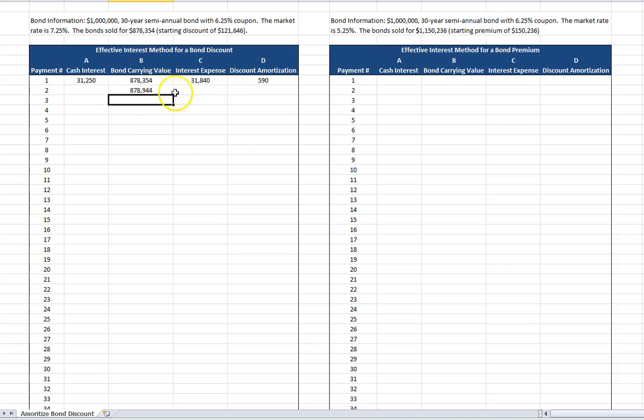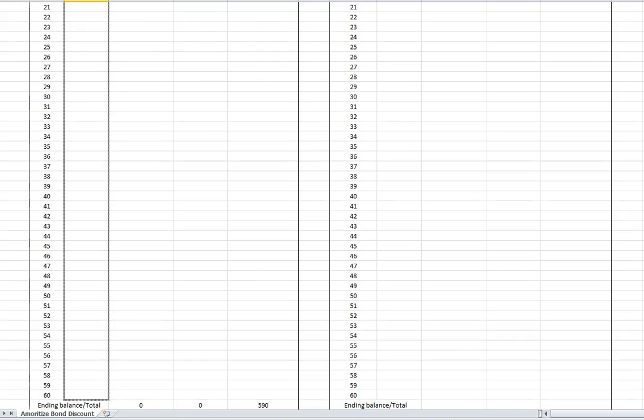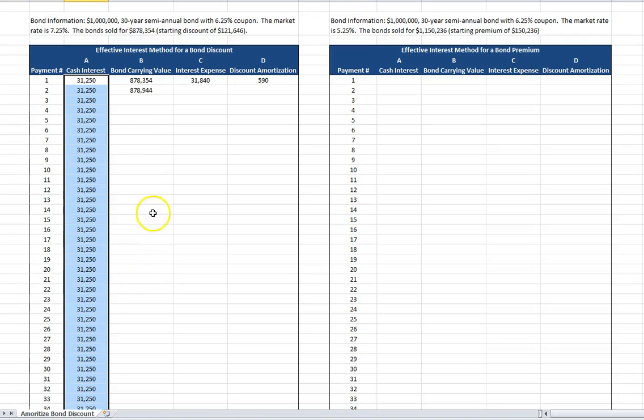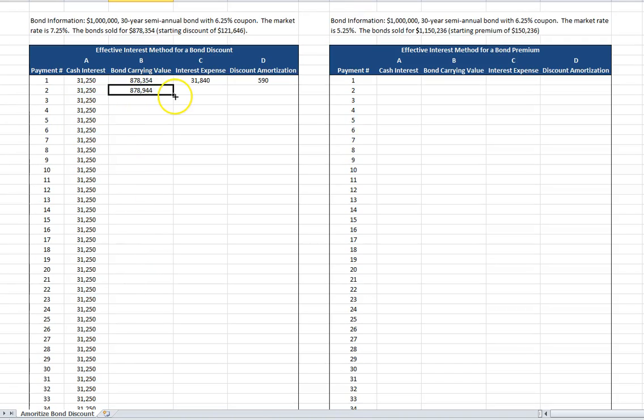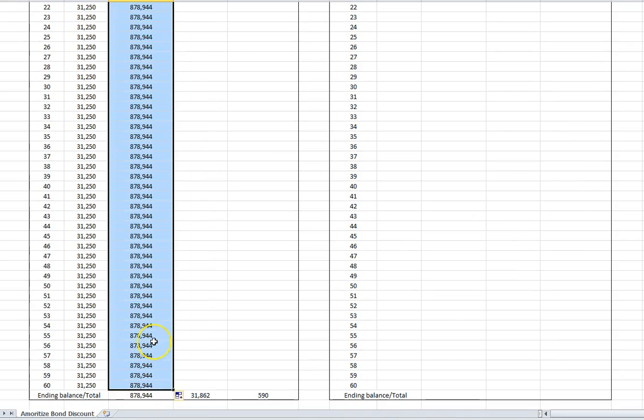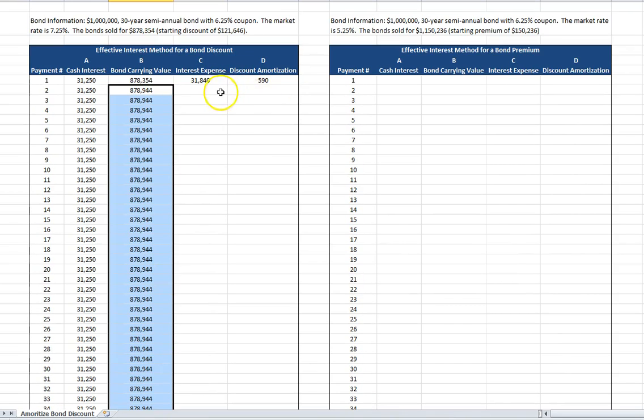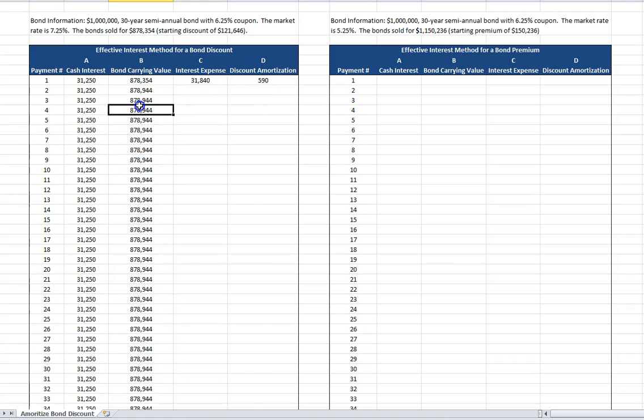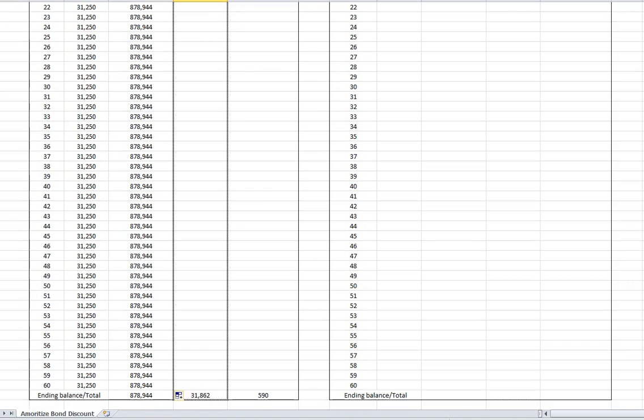Alright, now here's the cool thing. We only did one of the years, right? All we're going to do, the cash interest payment, we have a formula. It's the same amount each period. So boom, it's done for all 60 periods. The bond's carrying value, we have a formula which is equal to the prior carrying value plus the discount amortization. So we're going to drag it down. It's not going to be the right number yet because it depends on the other formulas, but the formula is correct. As soon as I have the right input data, you're going to see everything is going to balance out.